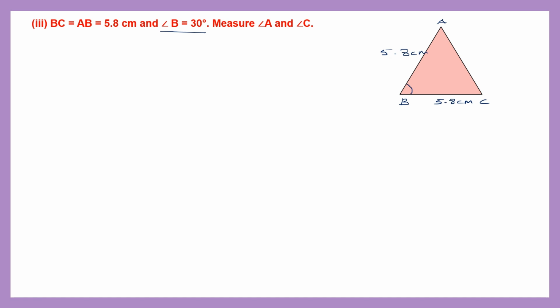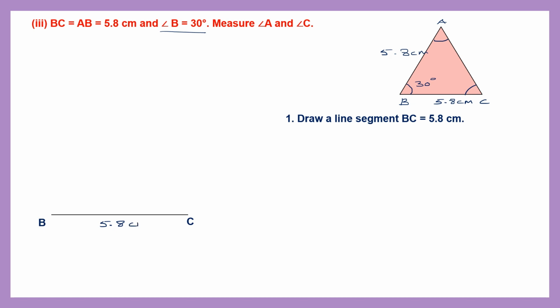So here we need to get 30 degrees. That means angle B is a vertex angle. It's in between two equal sides. So we have to find out angle A and angle C, and these are the base angles. Angle A and angle C are the base angles. So let's begin with the first step. Draw a line segment BC equals 5.8 centimeters. So we have B and C, and this is 5.8 centimeters.